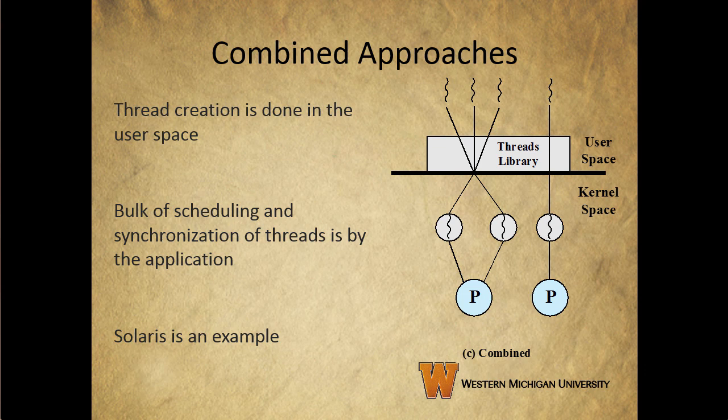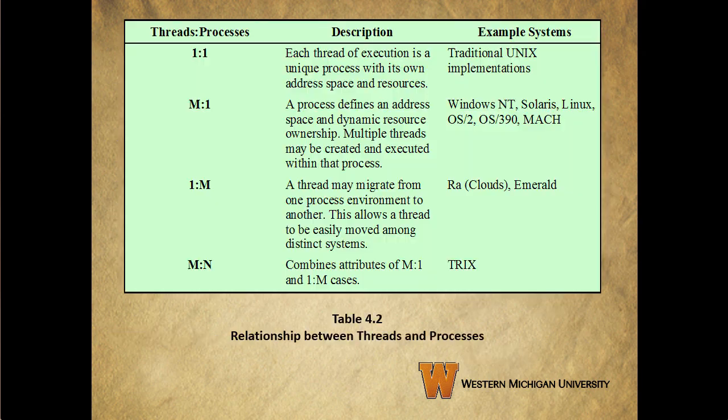If it's properly designed, the approach should combine the advantages of the pure user-level thread and kernel-level thread approaches while minimizing any disadvantages. Solaris is a good example of an operating system that uses this combined approach. The current Solaris version limits the user-level thread to kernel-level thread relationship to be one-to-one.